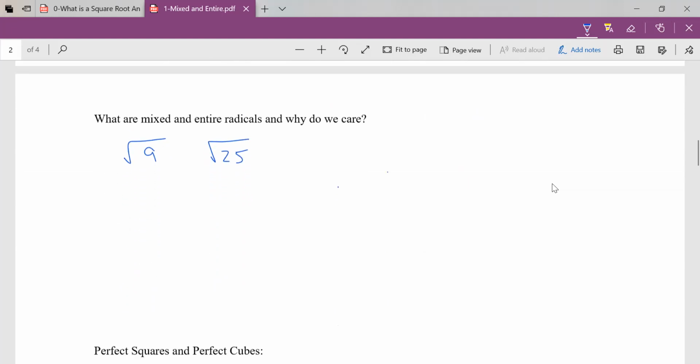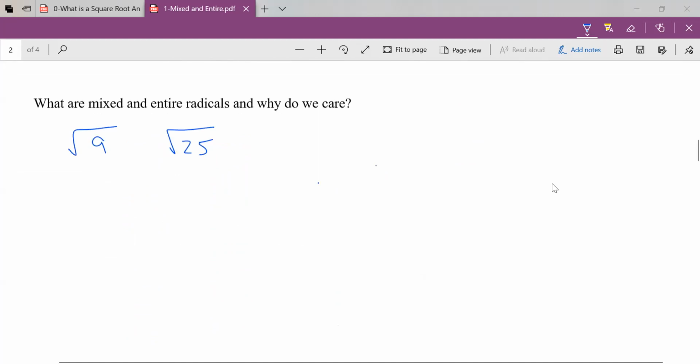Wait, what are mixed and entire radicals and why the heck do we care? Okay, here's two entire radicals. And I know if I asked you the square root of 9, you would tell me it's 3. And if I said, what's the square root of 25? I would tell you it's 5. These are known as exact values, meaning I know exactly what it's equal to.